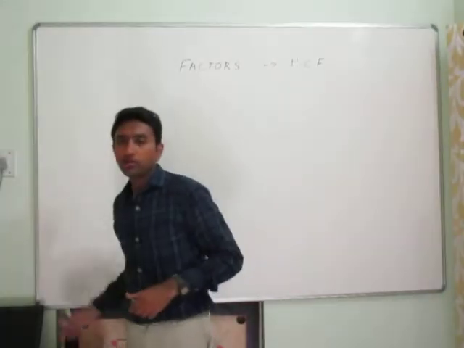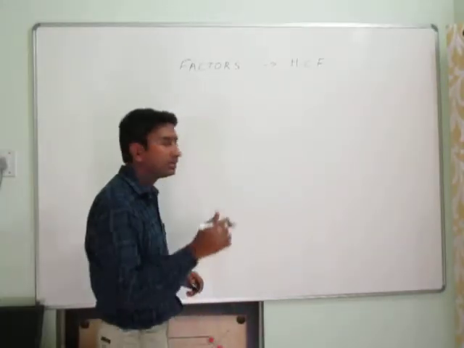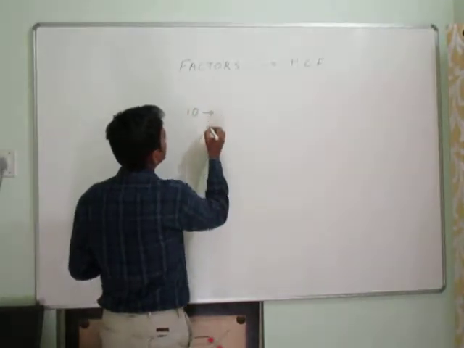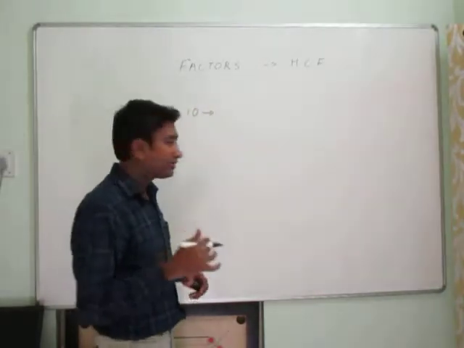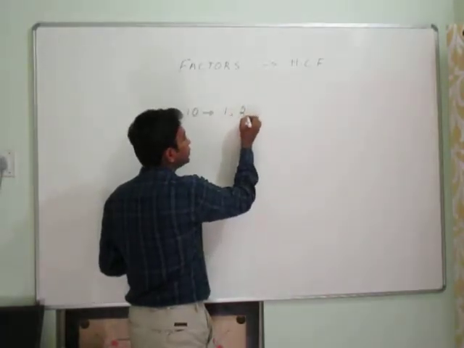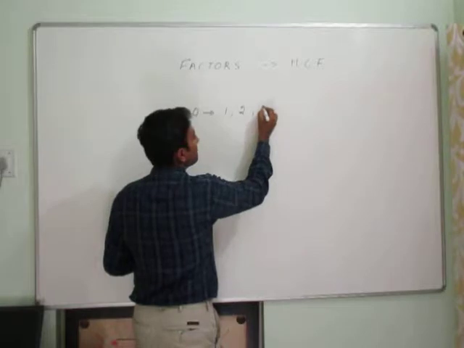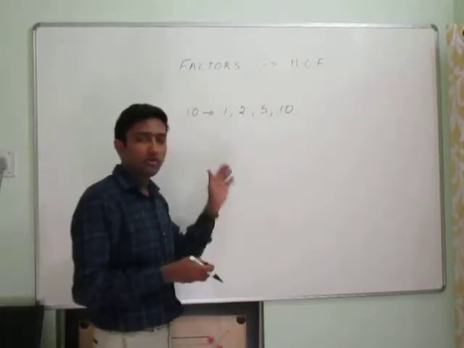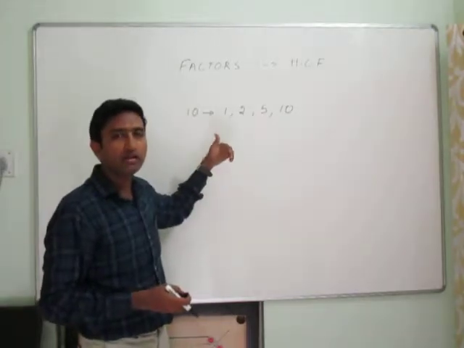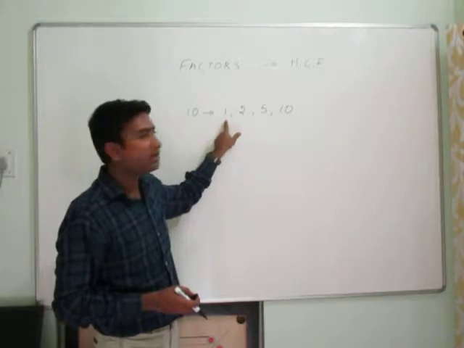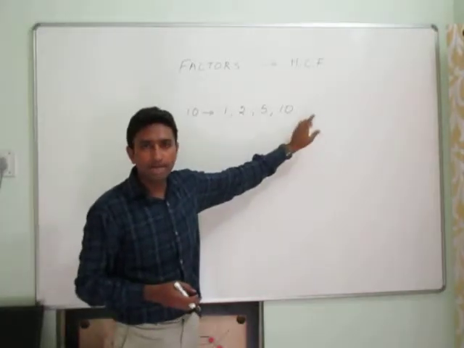Now again, I will come back to my previous example of the number 10. What are the factors of 10? I have written that the factors of 10 are 1, 2, 5 and 10. So you can go by this method, check whether it is divisible by each number. If it is divisible by a certain number, then those numbers become the factors.